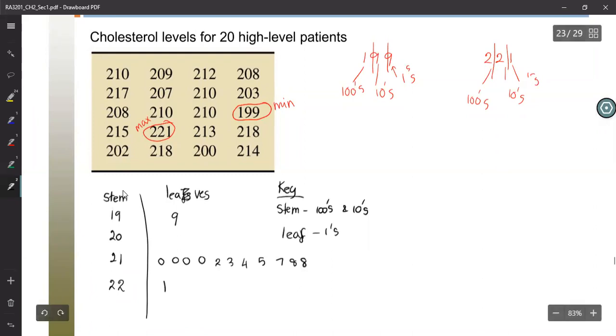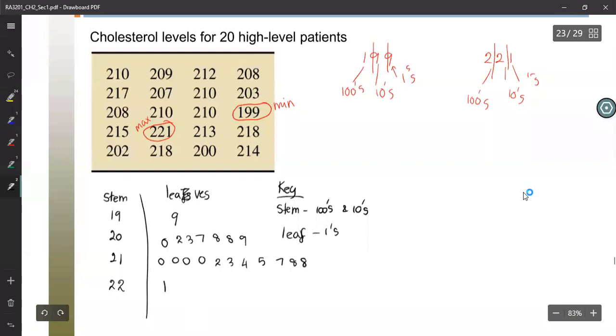Okay, so what are the values for 20? What are the leaves for 20? Here I have one answer: 0, 2, 3, 7, 8, 8, 9. Thank you, Manisha. Anybody else? 0, 2, 3, 7, 8, 8, 9. Yes. So I guess you know how to do it now. I'll write it here. Thank you for the answers.